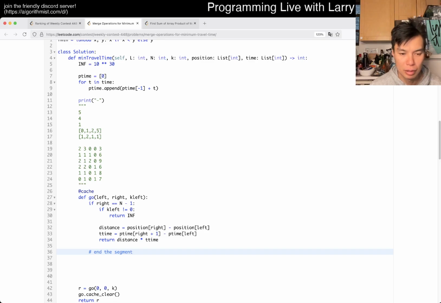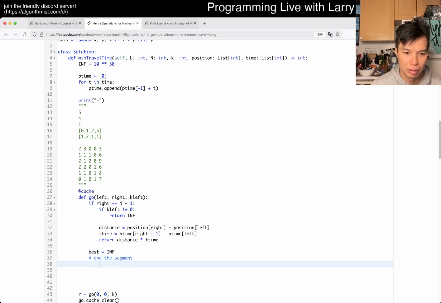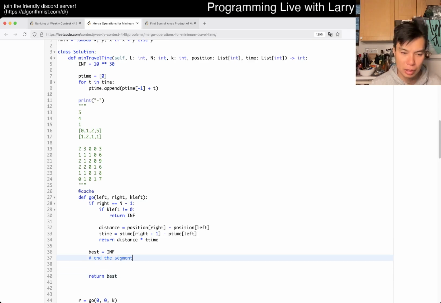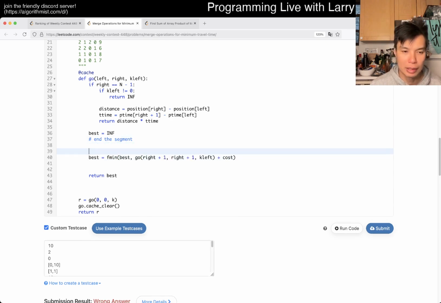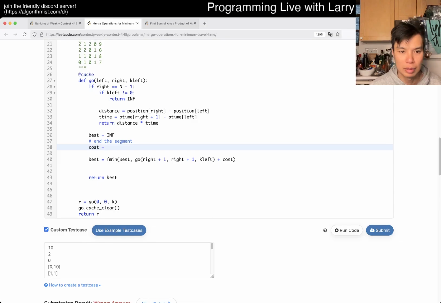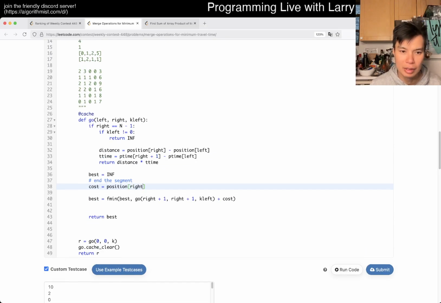Right, so take no tick. So then now we end the segment, then that is go left, oh sorry, right +1, right +1, because then now we start the new segment next, and then k left, yeah, we end the segment, then k left is the same. And then we have to add the cost of ending the segment. So ending is just equal to, why is this wrong again?